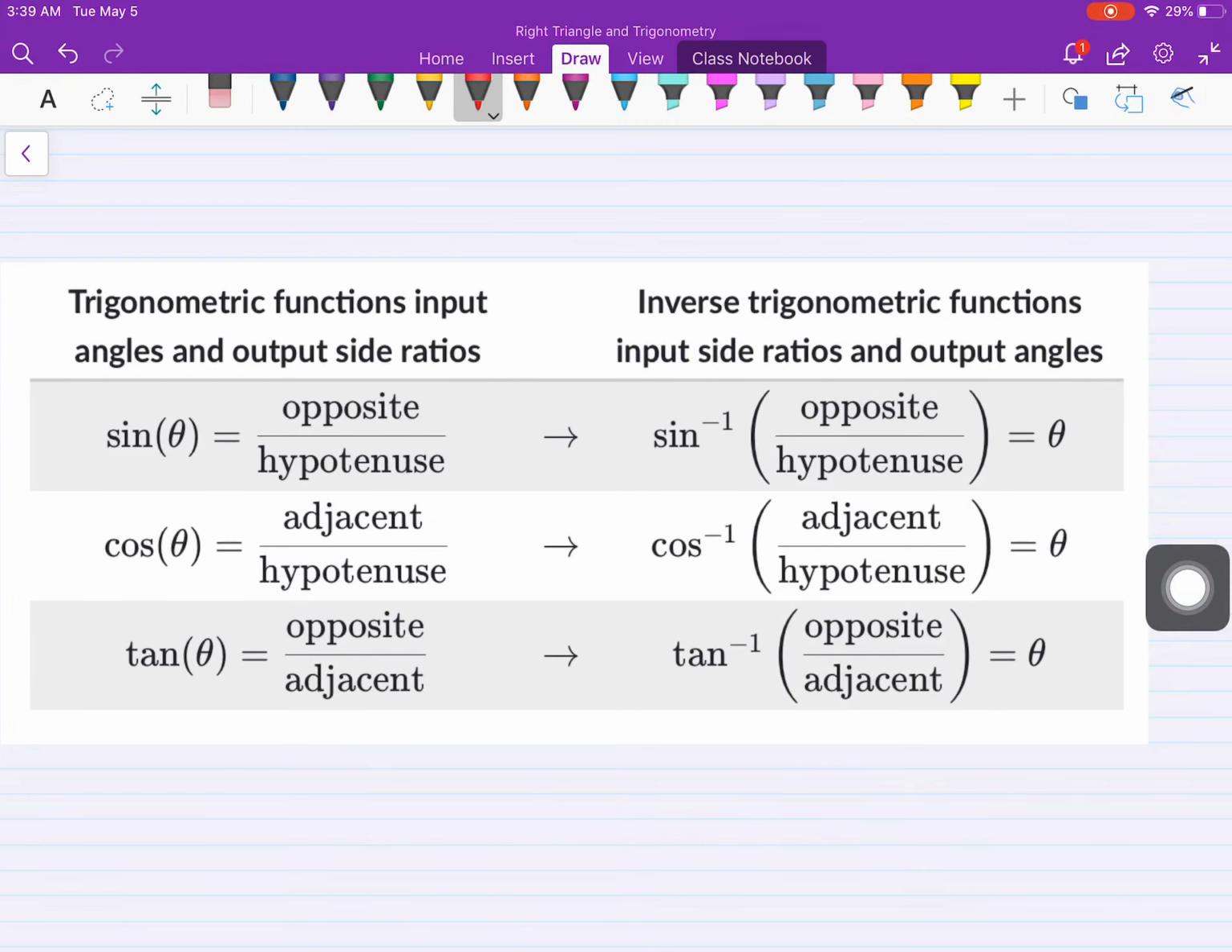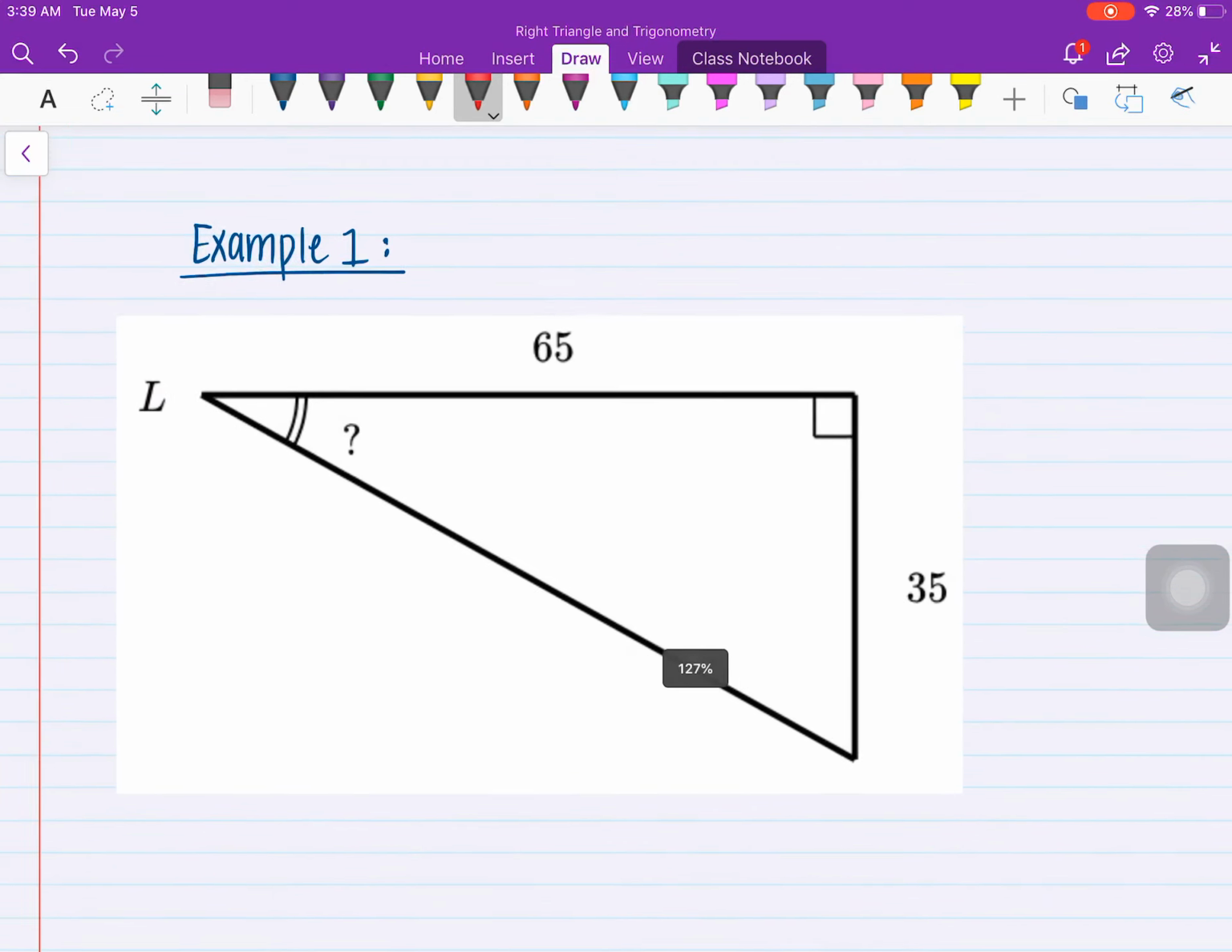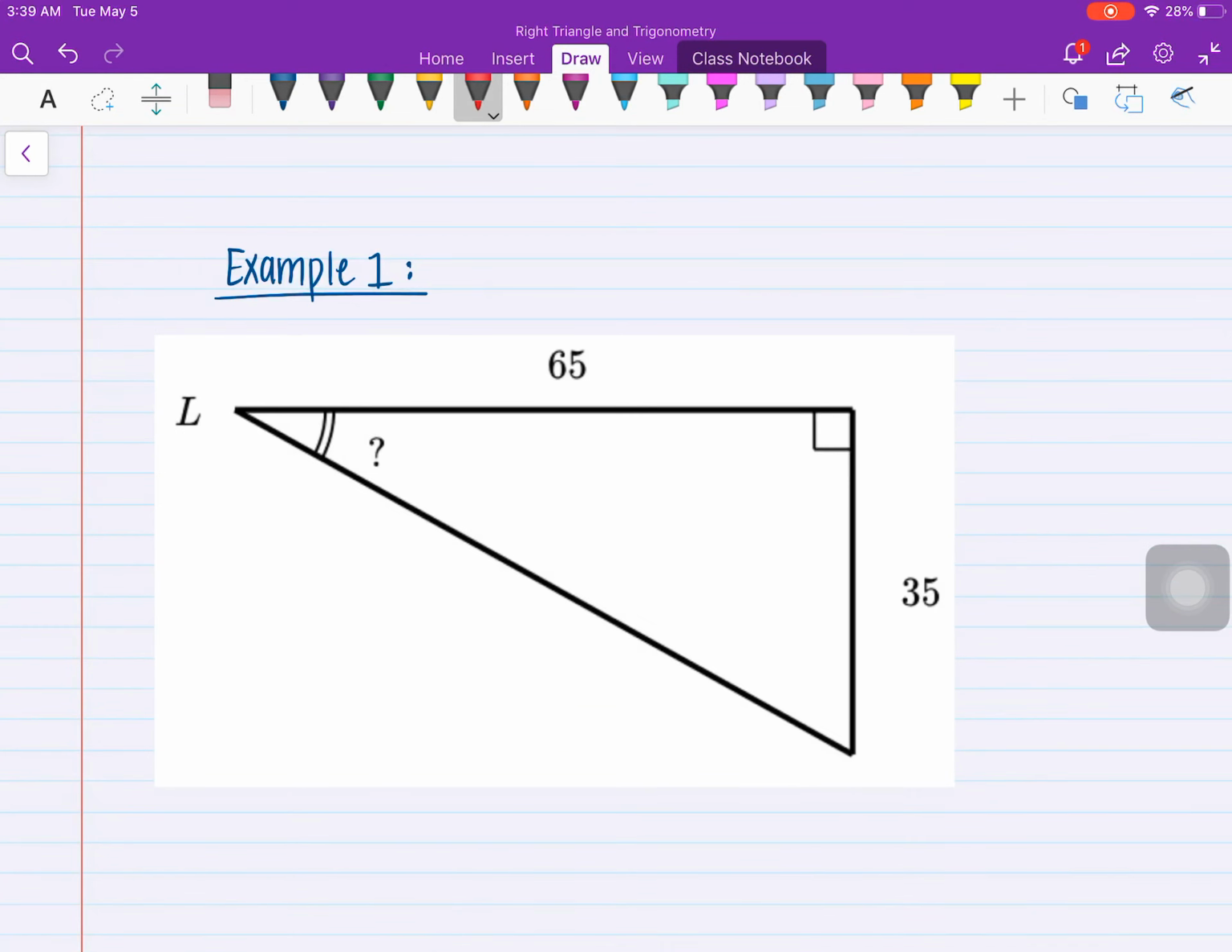And let's get started on example 1 here. This is our example. They're asking us to find angle L. First I want to identify what sides we're given depending on our angle. We are given angle L, which is this one here. We don't know it, so that's our goal to find. The side opposite to that is obviously going to be considered our opposite.